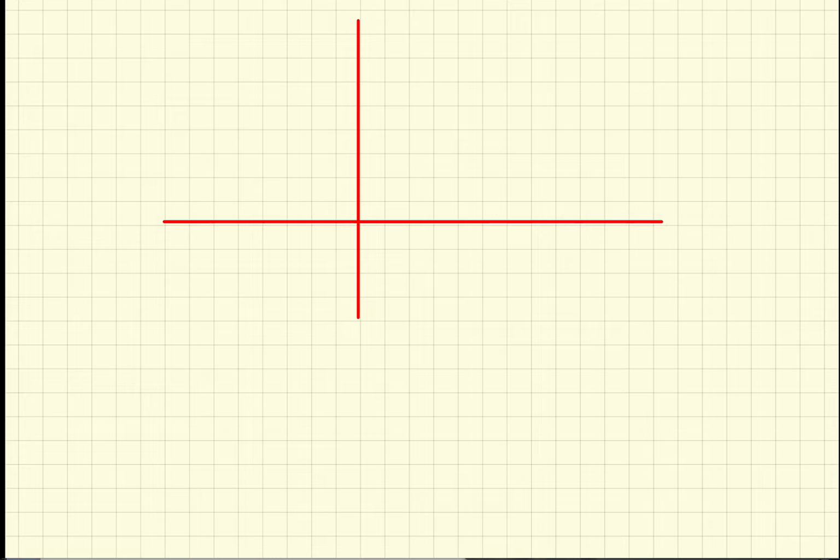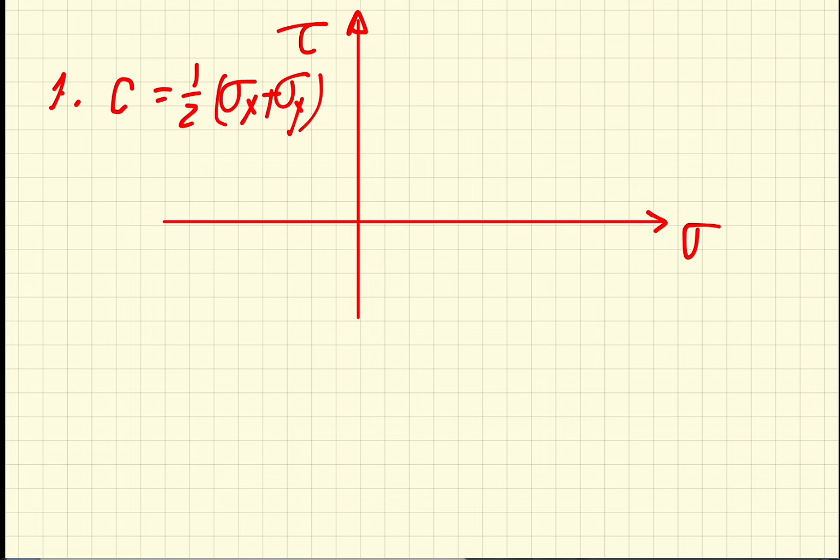Therefore, I can now construct Mohr's circle by a procedure. We establish a coordinate system here, where the horizontal axis is for the normal stresses, sigma x, sigma y, and so forth, and the vertical axis is for any shear. So I'm going to put the tau here. Then step one, we find C as equal to the average of the normal stresses. And then we find 2 points on the circle.